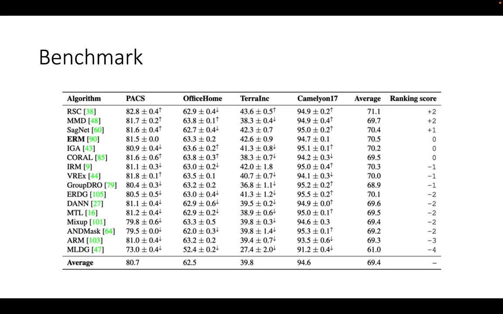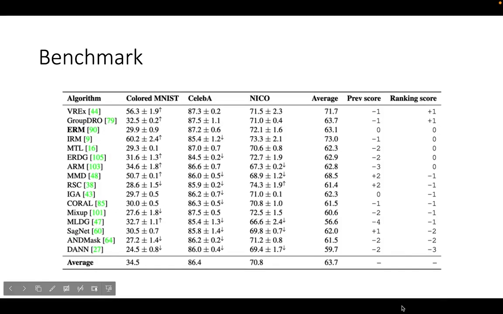Here's the benchmark produced by the evaluation on the first group of datasets. We compare 15 algorithms with ERM on the 4 datasets dominated by diversity shift. According to our ranking score, the outperforming algorithms are RSC, MMD, and SegNet. And here's the benchmark produced by the evaluation on the second group of datasets. Note that the previous outperforming algorithms are replaced by VREx and Group DRO, which are both worse than ERM previously.